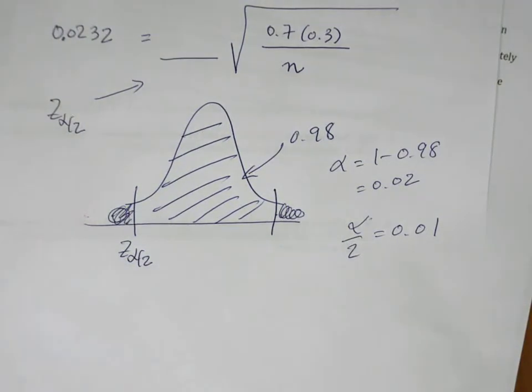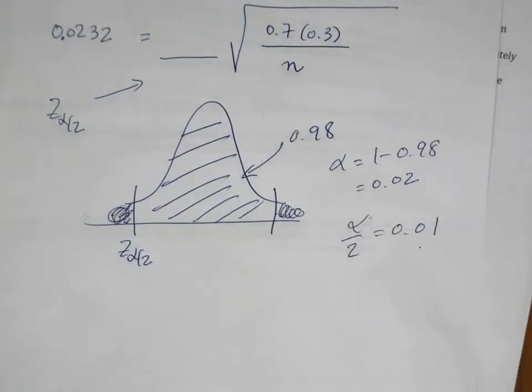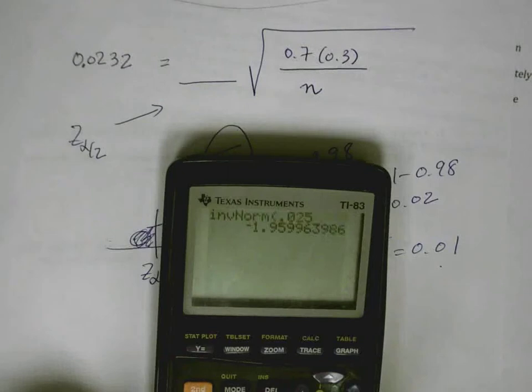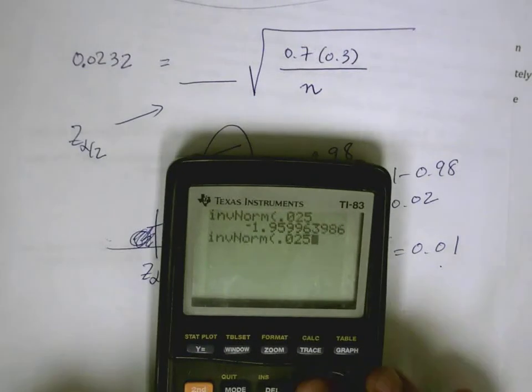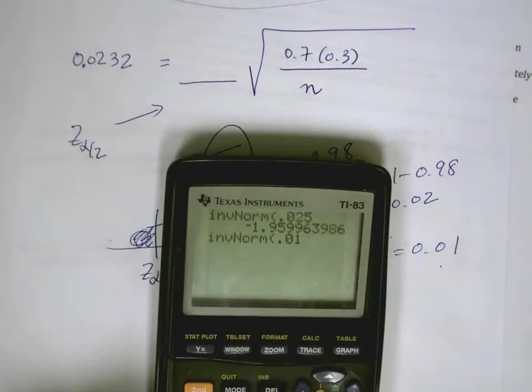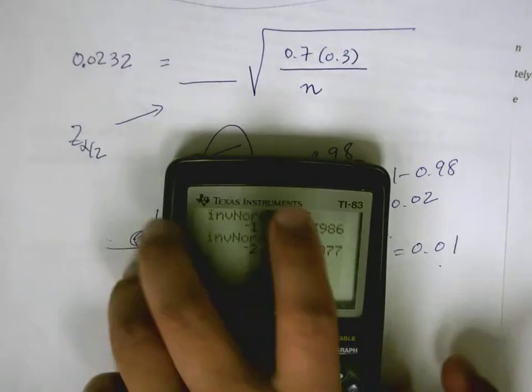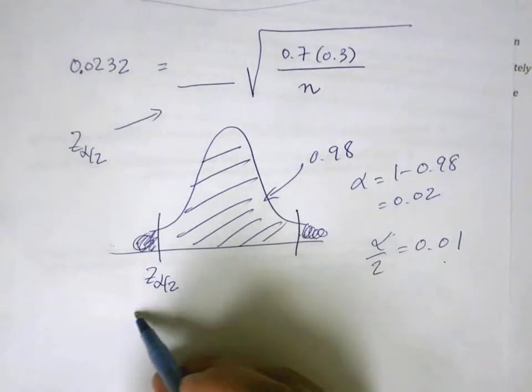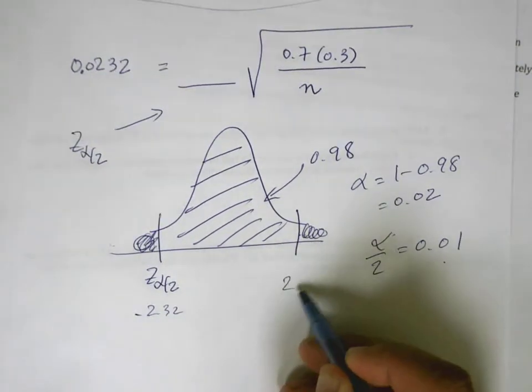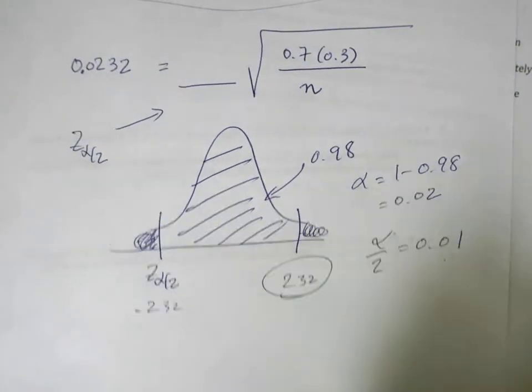So then we want to do inverse norm on this amount. Okay? So we'll do inverse norm of 0.01, and we get 2.23. And again, there's going to be a negative value and a positive value, but we're going to use the positive. That's going to be more helpful to us.